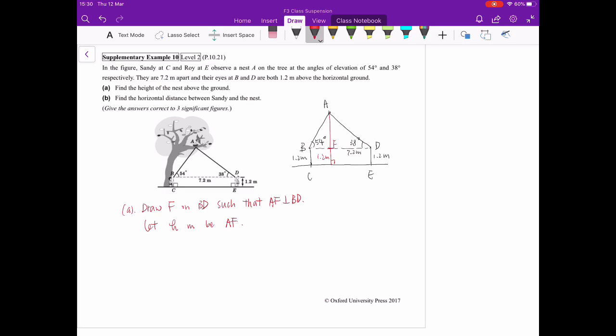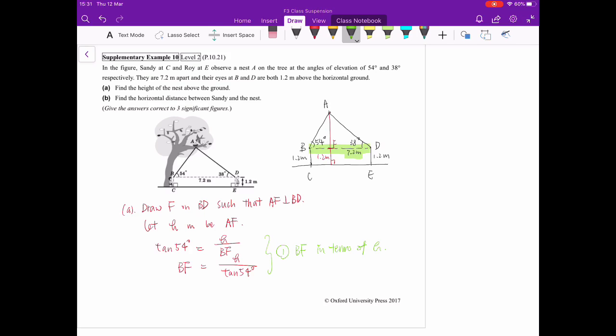You know that the total distance of the line BD is 7.2 meter. We have to make use of this and try to express BF and FD separately first. The first part, BF. You know that tangent 54 degree equals AF, which is H here, divided by BF. I need to express BF in terms of H, so BF equals H divided by tangent 54 degree. This is our first step, okay? Express BF in terms of H.